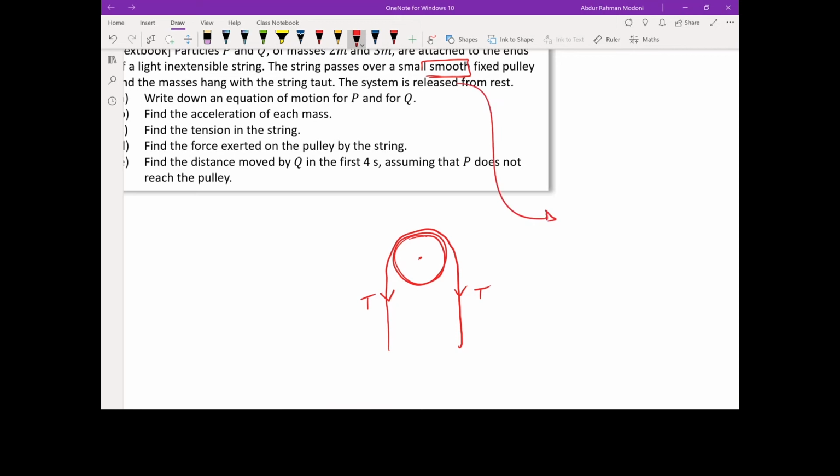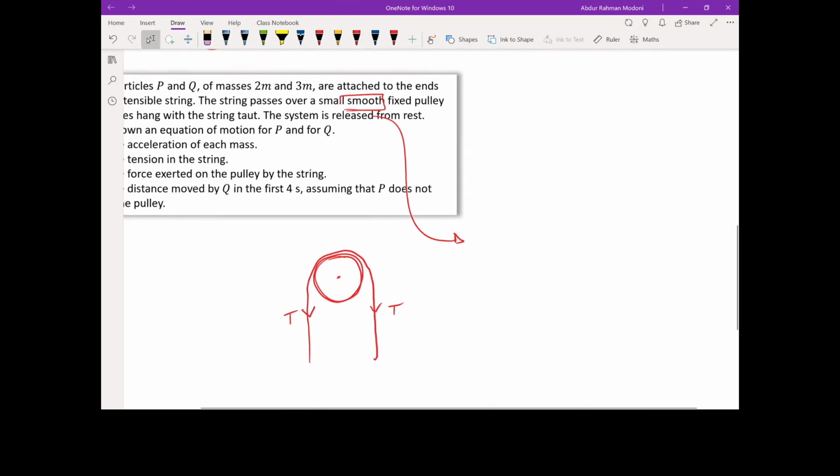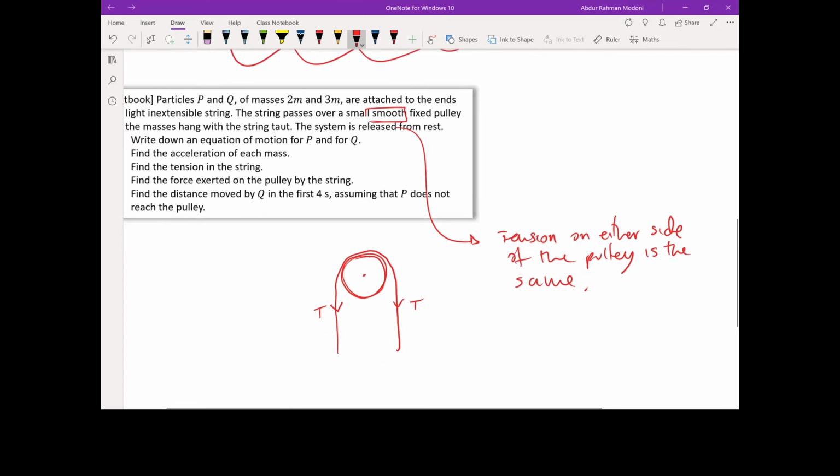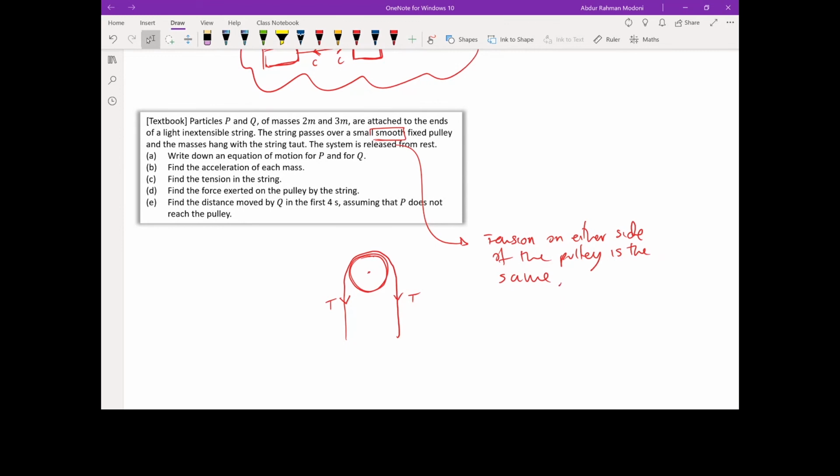So you can guess what a 1 marker question would be. How have you used the information that the pulley is smooth? What's the answer? You assume that the tension in the string on either side of the pulley is the same. So that's what the word smooth means: tension on either side of the pulley is the same. That's usually a 1 marker question, testing your understanding of modelling assumptions.